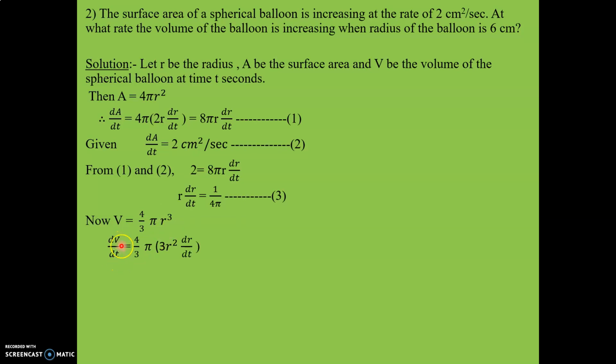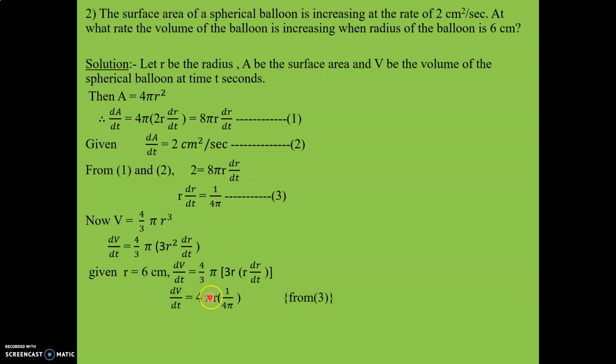Derivative of v with respect to t is dv upon dt is equal to 4 upon 3 pi into 3r square dr upon dt. Given r is equal to 6 centimeter in this question, we have to substitute this value so that we can find the value. So I am splitting this r square into r into r, so that I can substitute r dr upon dt by using equation number 3.